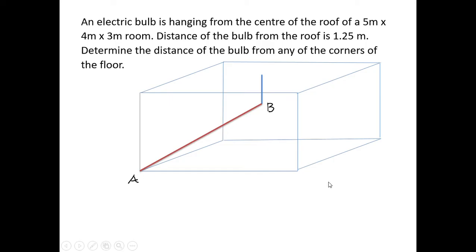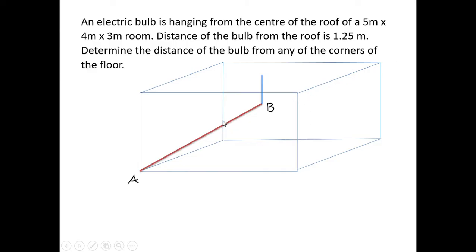So this is the isometric drawing of the room, which is a cuboid, or a rectangular prism, of size 5 by 3 by 4: 5 meter length, 3 meter height and 4 meter width.